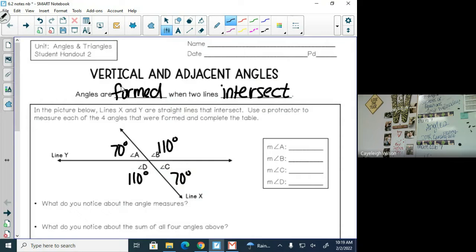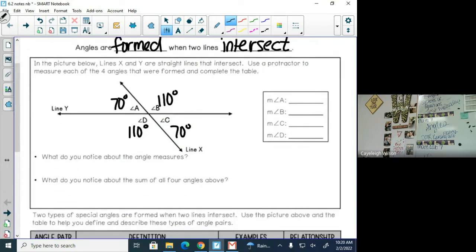So it says, in the picture below, lines X and Y are straight lines that intersect. And it says use a protractor to measure. I don't have protractors for you all yet, so I went ahead and measured them for you and put them in there. So, the measure of angle A.